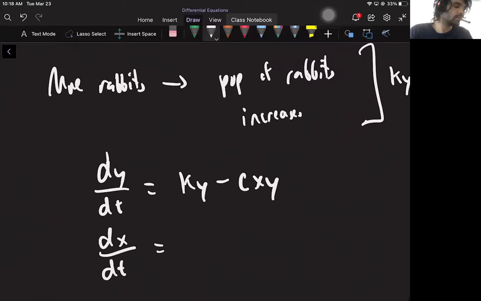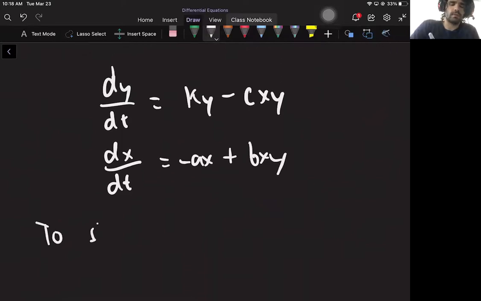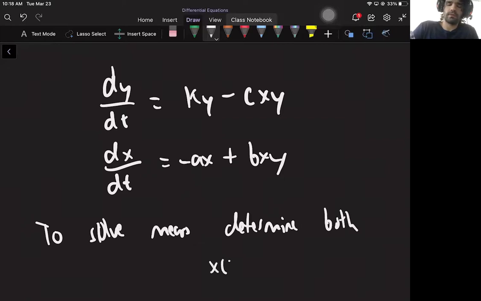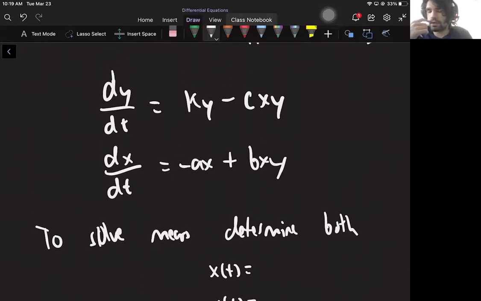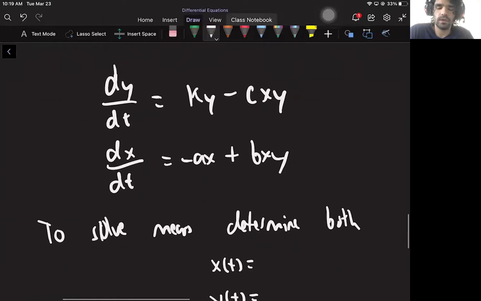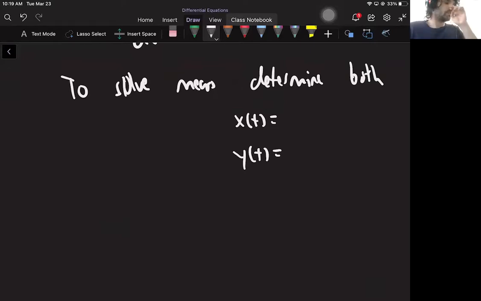So together we have these two differential equations that model this predator-prey thing. So the idea is that to solve this means determining both x of t, the rabbit population, or was this the wolf population? I forget, and y of t. So we don't have the tools for this one, unfortunately. So we're not going to do this one, but that's the idea. So now let's do another one that we can solve.